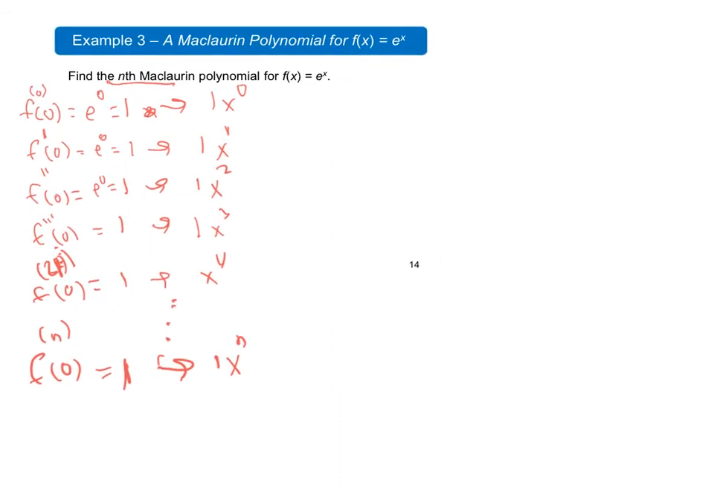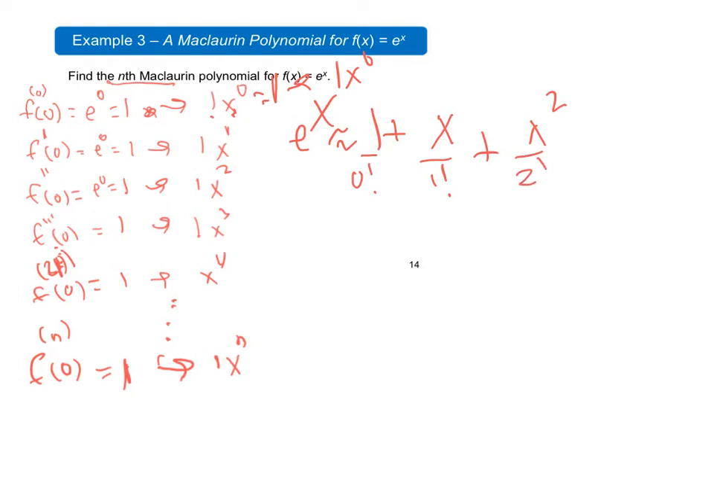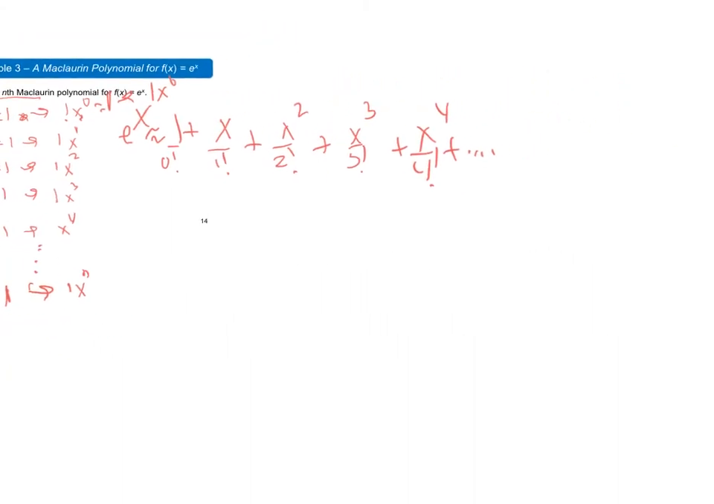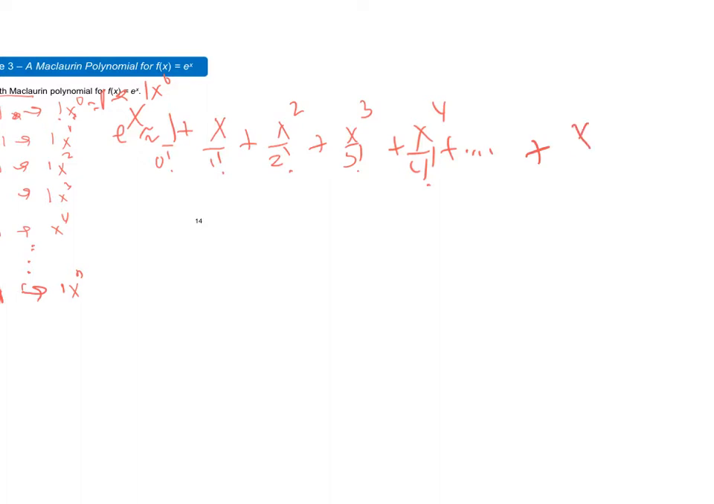Now remember what my formula was. E to the x will be approximately the first term, which is 1, because 1 times 1 is 1, and there are no x's, x to the 0. This really turned into x to the 0 times 1, so 1, plus, by the way, divided by 0 factorial, which is 1. The next term is 1 times x, divided by 1 factorial. The next one is 1 times x squared, divided by 2 factorial, plus x to the third divided by 3 factorial, plus x to the fourth divided by 4 factorial, and so on, all the way to x to the n divided by n factorial.